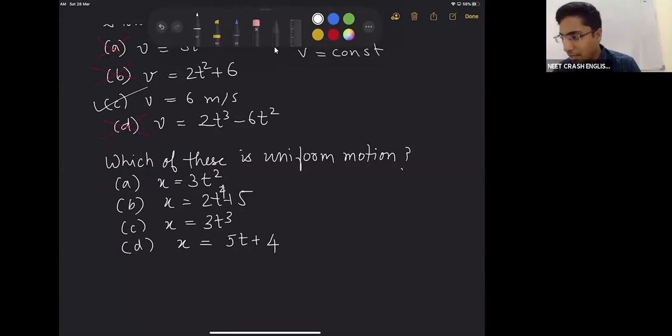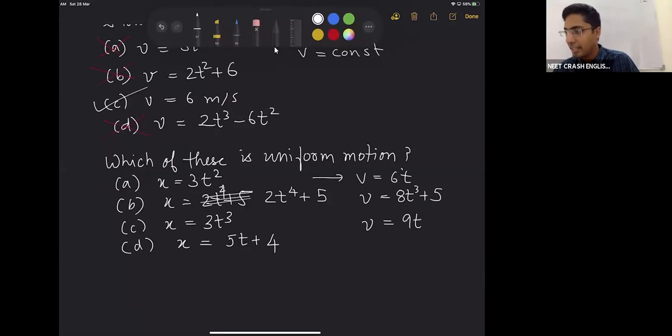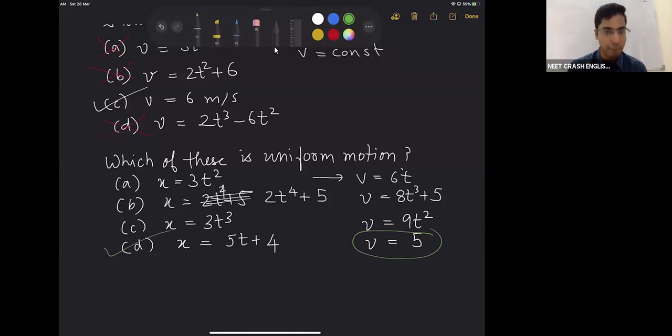B and D are not the same. B is this, I'm writing this again: 2t raised to 4 plus 5. Okay, I think many of you are getting this. The correct answer is D. Here, displacement is given, so first you have to see which of them has constant velocity. x is 3t square means v is 6t. This means v is 8t cube. This means v is 9t square. This means v is 5. The only constant velocity case is option D, which is v is 5, which means the correct answer is x is 5t plus 4. Well done, all of you.